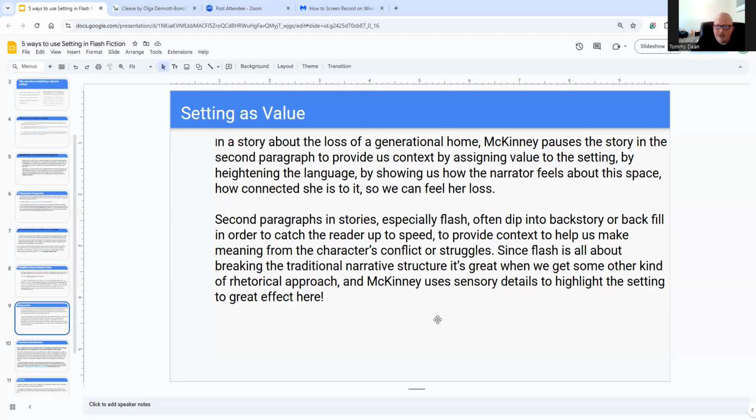Second paragraphs in stories, especially Flash, often dip into backstory or backfill in order to catch the reader up to speed, to provide context to help us make meaning from the character's conflict or struggles. Since Flash is all about breaking the traditional narrative structure, it's great when we get some other kind of rhetorical approach. And McKinney uses sensory details to highlight the setting to great effect here. There is a little bit of backstory within these descriptions, but they're not just summaries of what happened. They are the way that the character or characters felt while those things were happening.